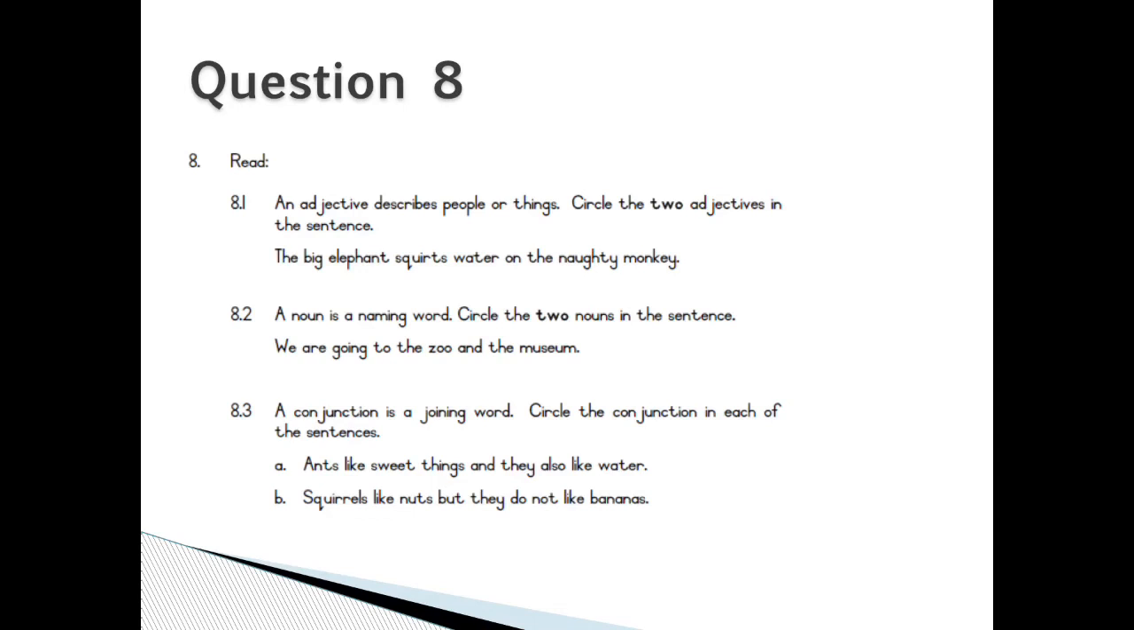8.3. A conjunction is a joining word. Circle the conjunction in each of the sentences. A. Ants like sweet things and they also like water. B. Squirrels like nuts but they do not like bananas.